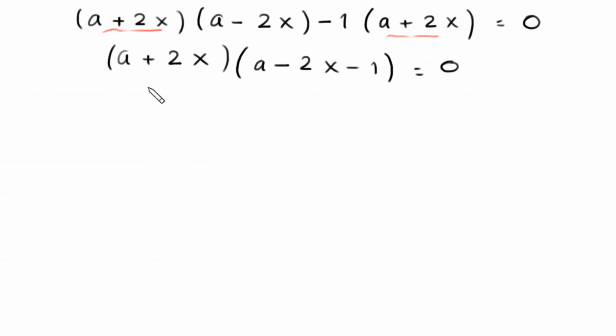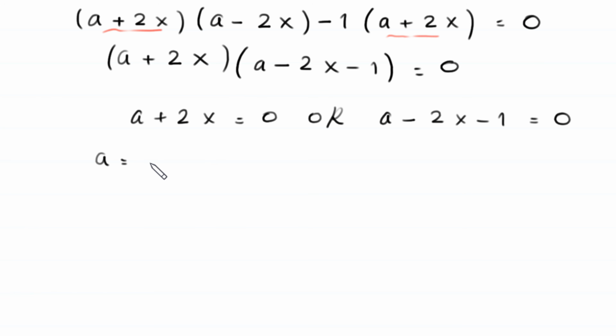Now from here, either this expression a plus 2 times x equal to 0, or this expression a minus 2 times x minus 1 equal to 0. From this equation, move this 2x to the right hand side. This will become a is equal to negative 2x, and from this equation, move this negative 2x and this negative 1 to the right hand side. This will become a is equal to 2 times x plus 1.